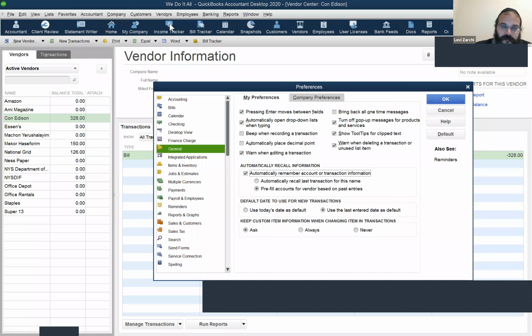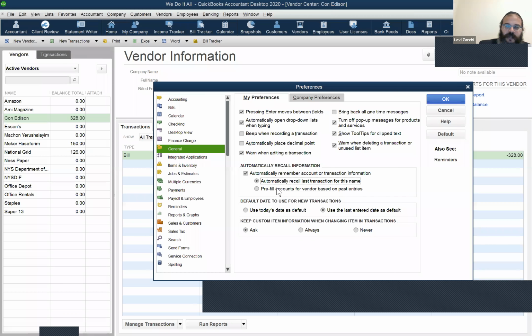I enter a bill, for example, for Con Edison, and we know it's electric, right? It's a vendor. So by itself, when I'm entering a bill, it's going to know to put the account as an electric expense, right? That it does based on past entries. But it's possible that most of your items are not just the same account, but reruns, automatic and the same transactions. In that case, you'd want it to automatically recall the last transaction for this name.